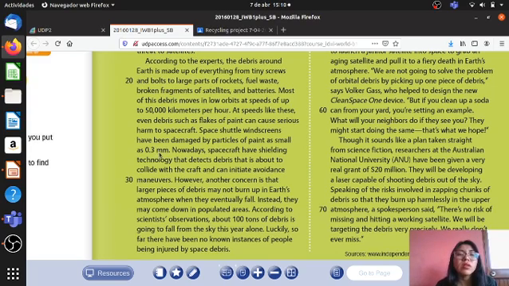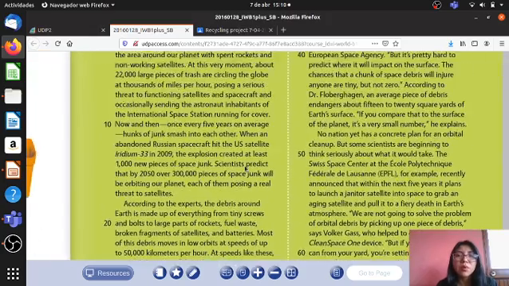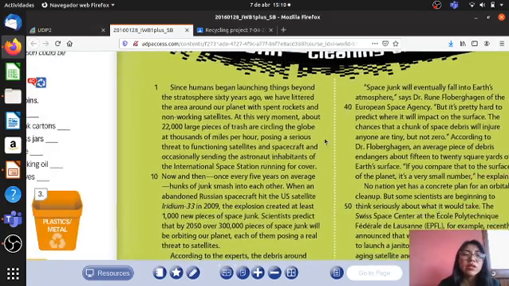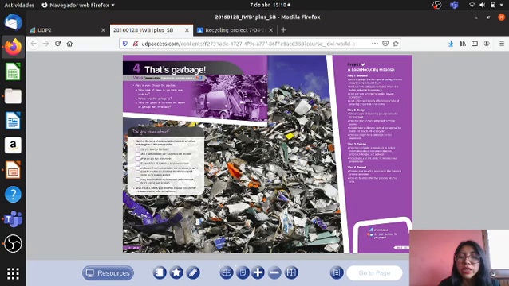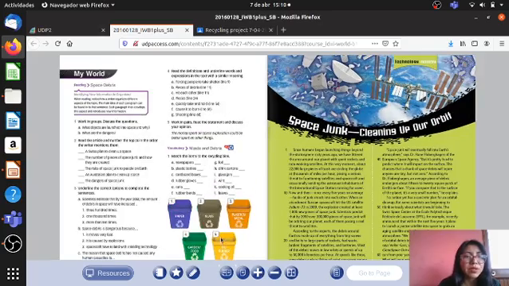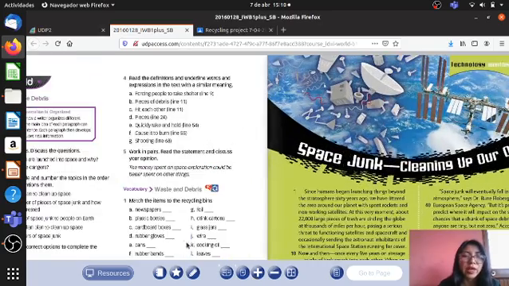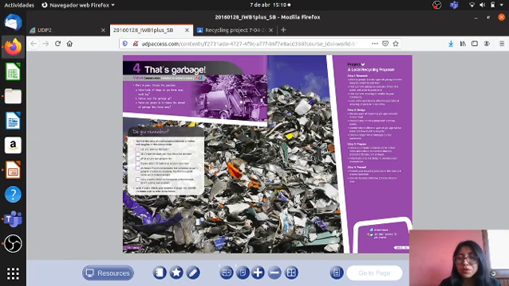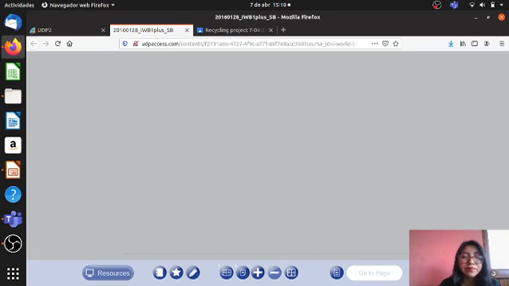Okay, so that is the article about space junk cleaning up orbit. So people are speaking about what is the best form to clean up our orbit. Okay, you are going to read one more time in order to complete the exercise. As I said before, you are going to do exercises number 1, 2, 3, and 4. Exercise number 1, we already answered it, but you are going to answer according to the information of the reading. Okay, we are going to see exercise number 2.